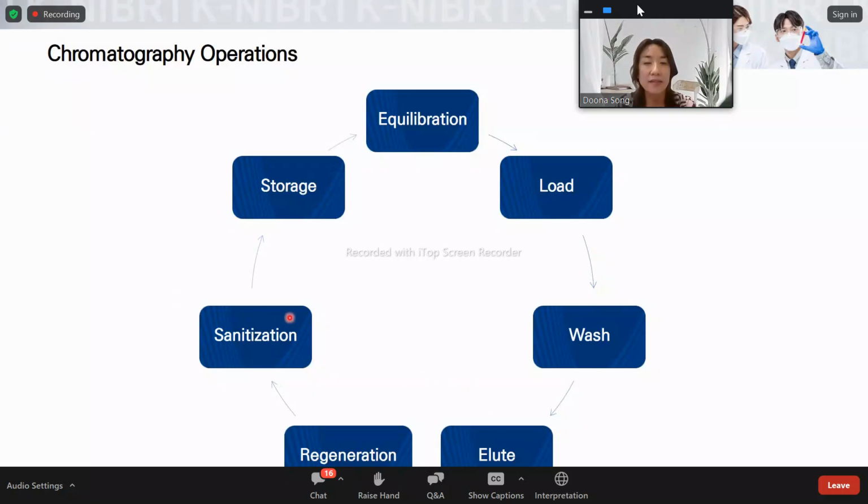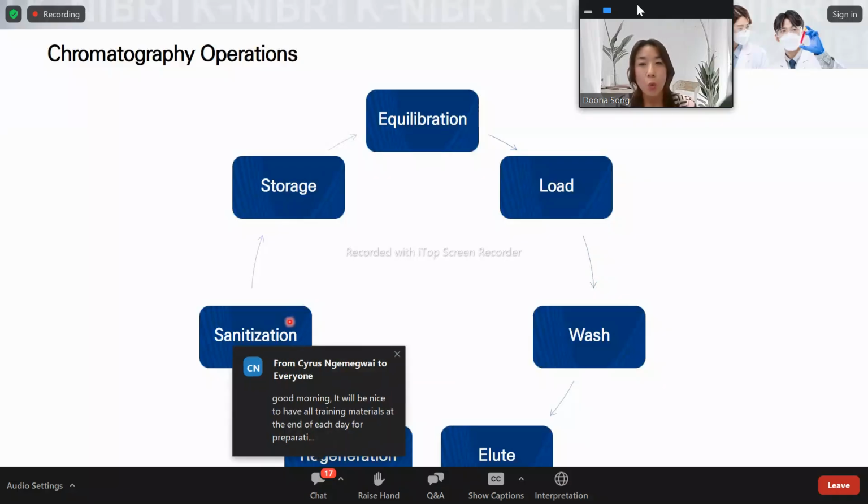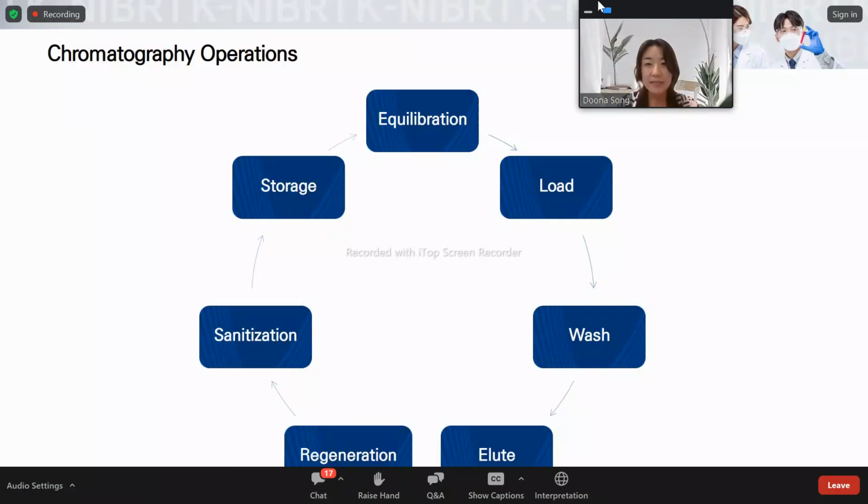Next, sanitization. With sanitization, we sanitize the column to remove any remaining impurities and ensure it is clean for future use. This step typically involves using an antimicrobial agent to ensure the column is free from microbial contamination. And next, storage.